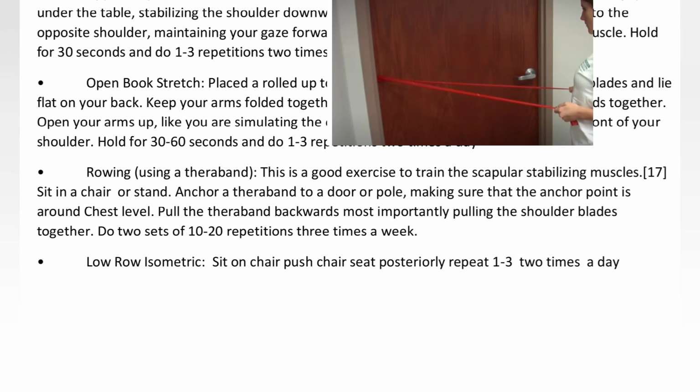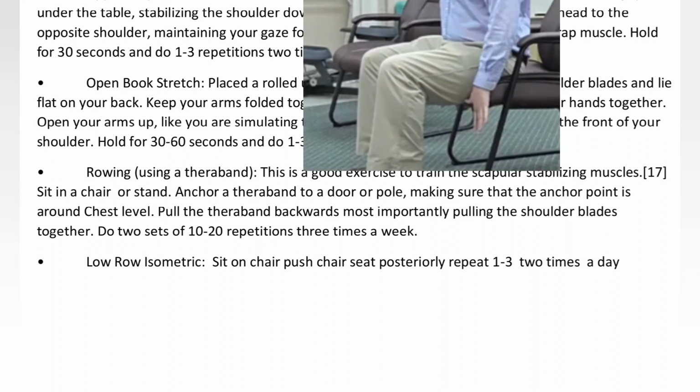Next one is rowing using a TheraBand. This is a good exercise to train the scapular stabilizing muscles. Sit on a chair or stand. Anchor the TheraBand to a door or pole, making sure the anchor point is around chest level. Pull the TheraBand backward, most importantly pulling the shoulder blades together, and do sets of 10 to 20 repetitions 3 times a week. Next one is low row isometrics. Sit on a chair and push the chair seat posteriorly. Repeat 1 to 3 times, 2 times a day.